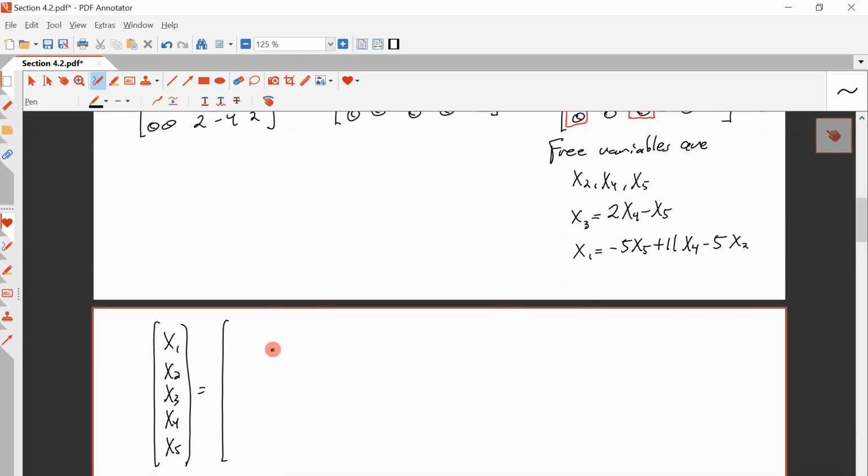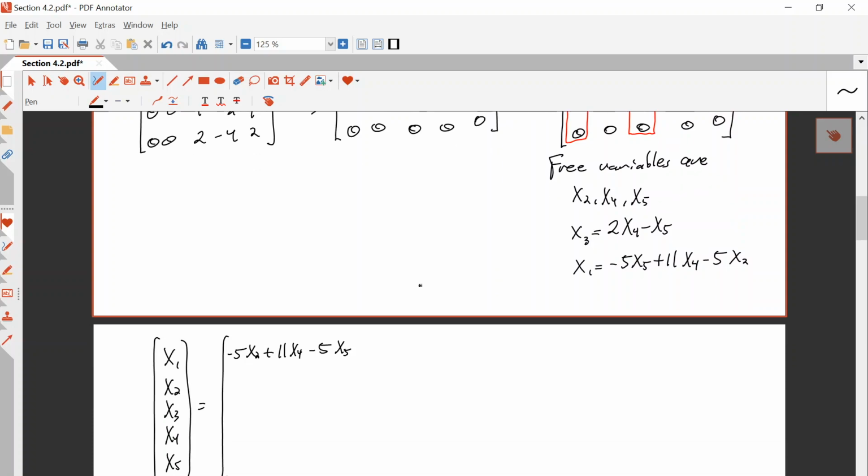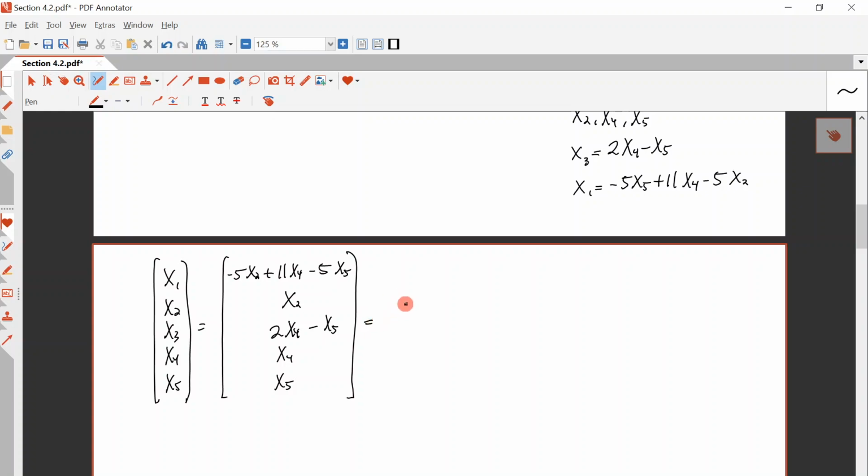So we have minus 5x2 plus 11x4 minus 5x5, and then x2 is just x2 because it's free. x3 is 2x4 minus x5. x4 is x4, x5 is x5. Okay, so what do we have? We have x2 times the vector minus 5, 1, 0, 0, 0.